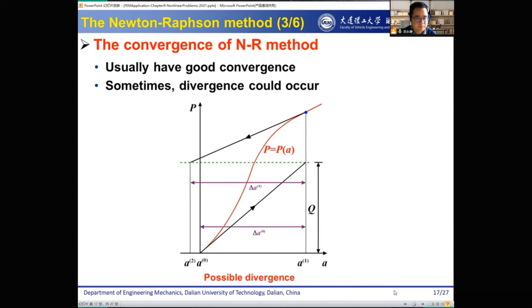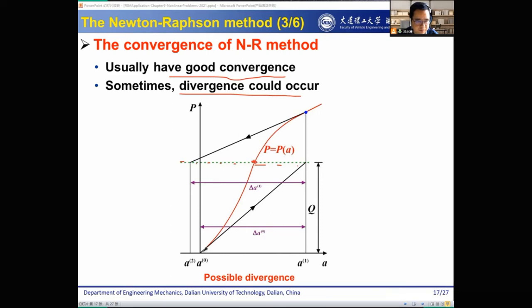Let's have a look at the convergence problem of the Newton-Raphson method. Usually it has good convergence, but sometimes divergence could occur. Here is a possible divergence case. This red line is our nonlinear curve, and we want to find the solution at the intercept of the curve, and this green line is the solution.